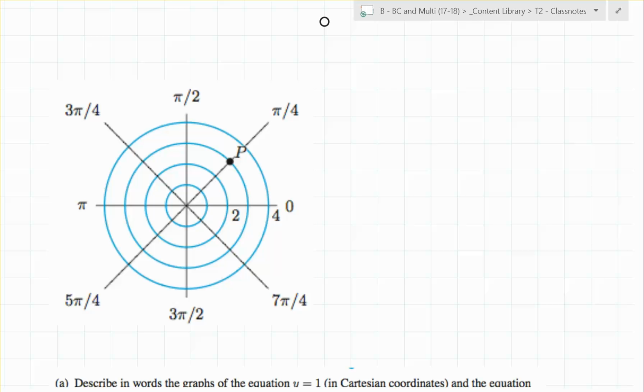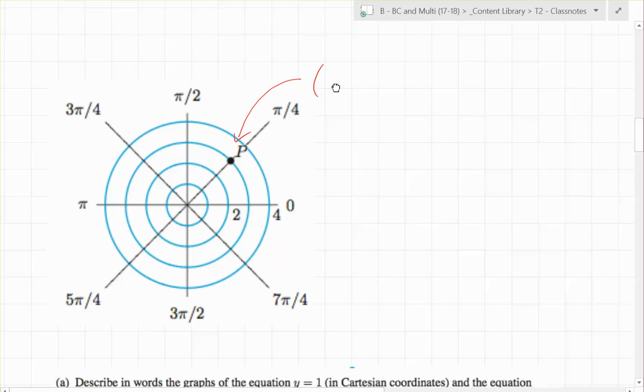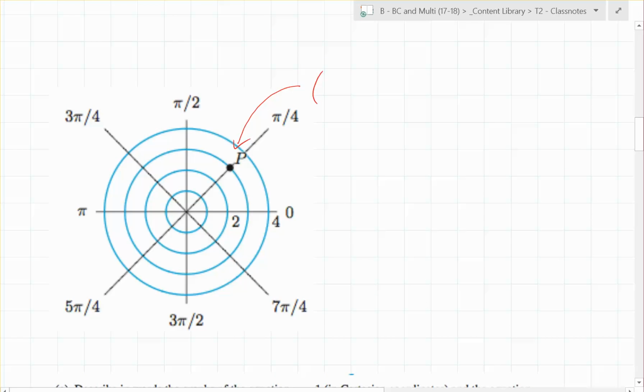So this point right here, what is that point in polar? What is that point in polar? What's the distance from the origin? What's the distance P is from the origin? It is 3. And what's the angle measure? Pi over 4. It's literally right there. So it's 3 because it's 1, 2, 3 away from the origin, and it sweeps out.